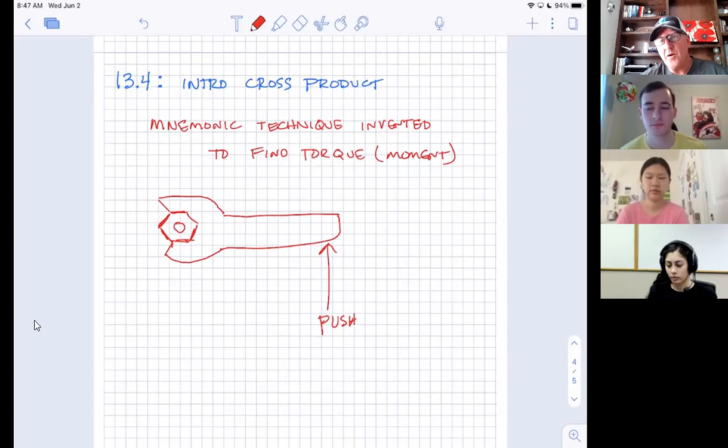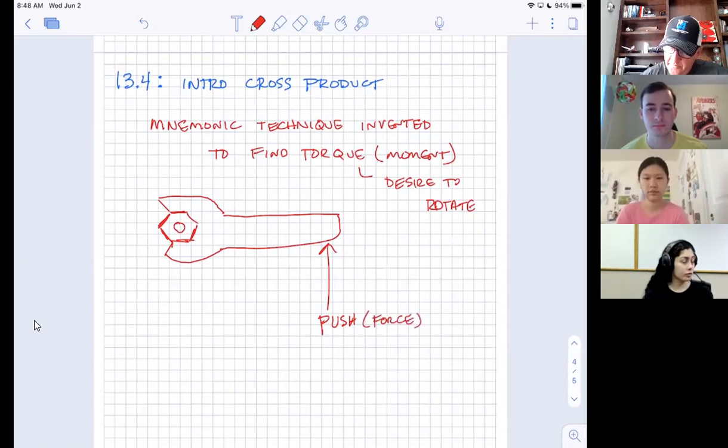So it turns out torque, or desire to rotate, that's really what that is. That desire to rotate really depends on two things. Certainly your push or your force, but as it turns out, also your lever arm distance, where you're pushing.